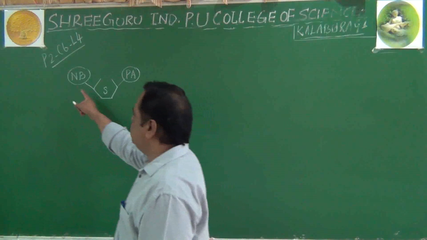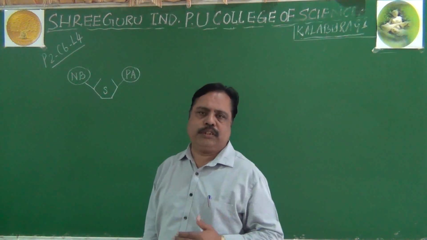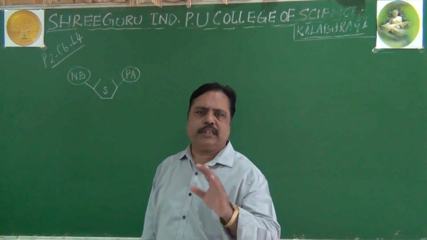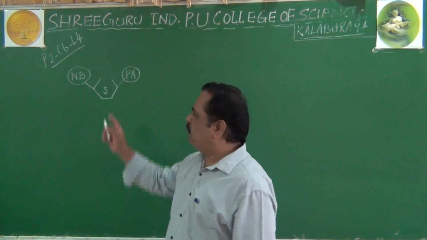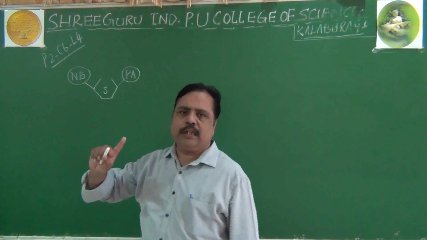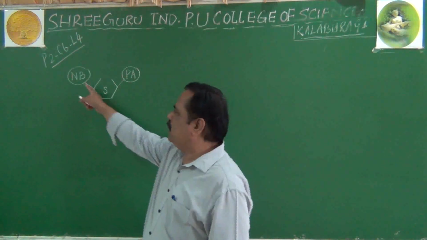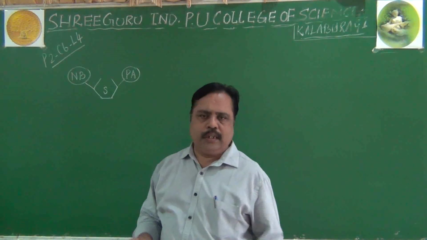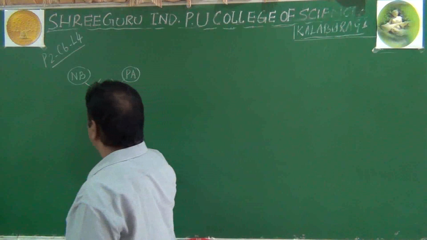This nitrogenous base may be either adenine or guanine or cytosine. Thymine or uracil will be depending upon the nature of the sugar molecule. If the sugar molecule is deoxyribose sugar, here uracil cannot be found. If the sugar is ribose sugar, here thymine will not be found. That is the point we have discussed already. So this is one nucleotide.